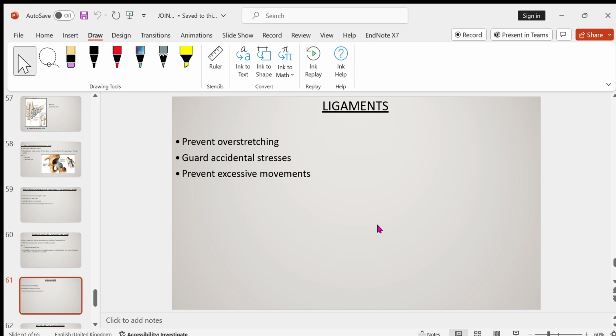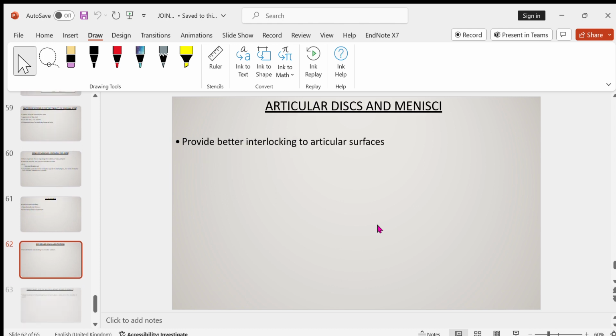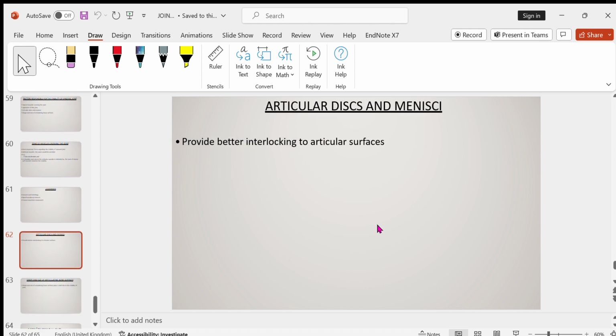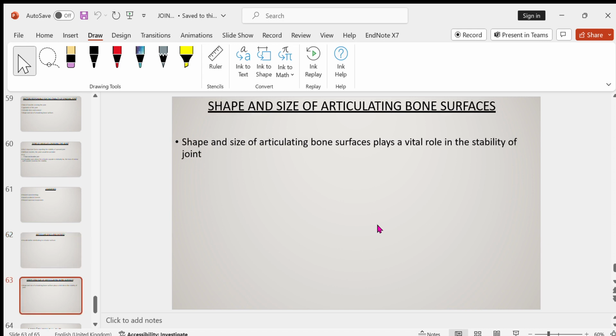The next is the ligaments. Obviously, all the ligaments that are attached to the joint help in containing the movement of that joint. It prevents the excessive movement and guards the accidental stresses to the joint. Next is the articular discs and menisci. They also prevent the excessive movement and protect the joint.